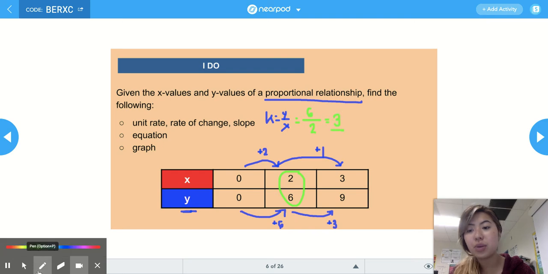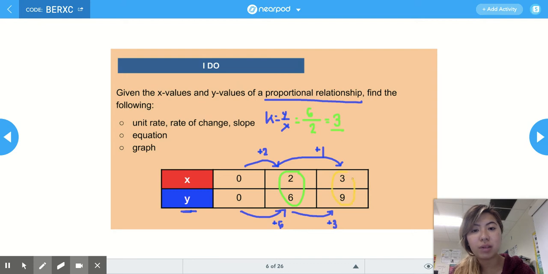And I'm going to choose the other pair just to confirm that our unit rate, our rate of change, our slope is 3. So I'm choosing 3 and 9. So we're using the same equation, k is equal to y over x. Our y value is 9. Our x value is 3. We have 9 divided by 3 is 3. So now it confirms that our unit rate, rate of change, and our slope is 3.